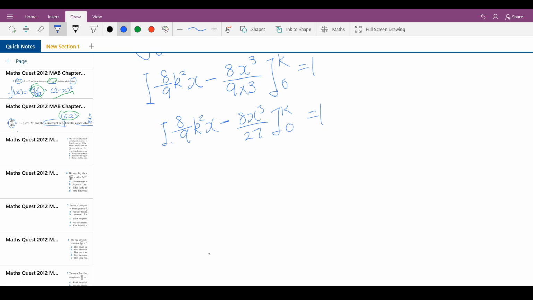Right. So literally what comes after is we have to do the definite integral. All right, so k. First we sub k into wherever x is, right? So that, minus, and then we substitute 0 into wherever x is.